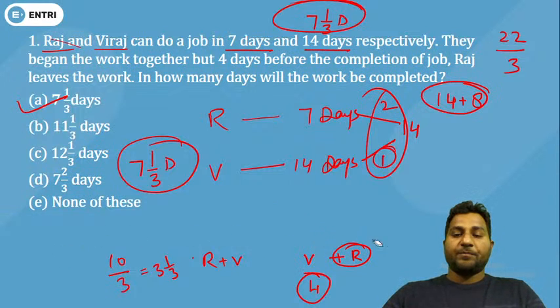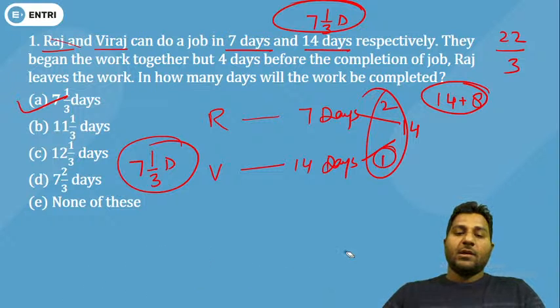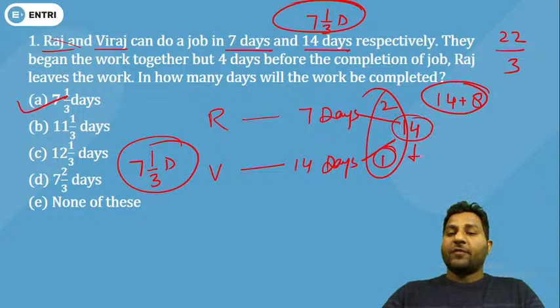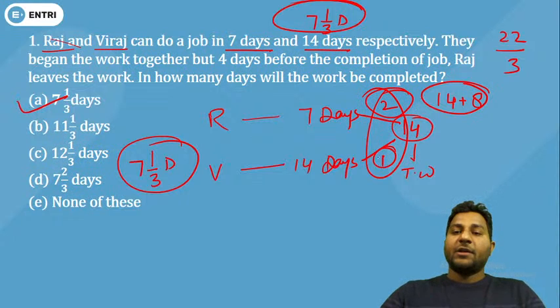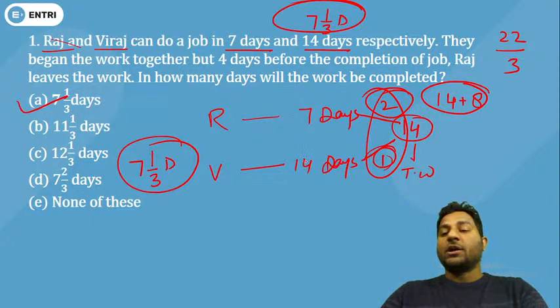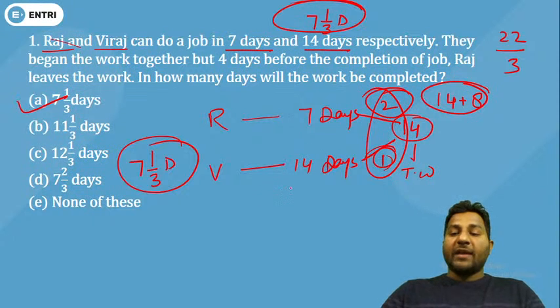Just watch it. Look, simply, according to the LCM method, total work will be 14. And the efficiency of Raj and Viraj would be 2 and 1, because Raj took 7 days to complete the same work, where Viraj took 14 days. That means Viraj took twice the time, so efficiency will be half of Raj's.